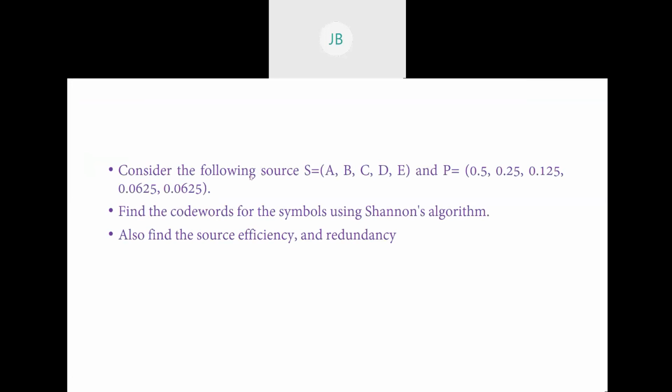Here the first question is: consider the following source. S is equal to A, B, C, D, E are the different symbols emitted by the source, and the probabilities of those symbols are 0.5, 0.25, 0.125, 0.0625, and 0.0625. In this case, the question is to find the code words for the symbols using Shannon's algorithm. The second part is also to find the source efficiency and redundancy.